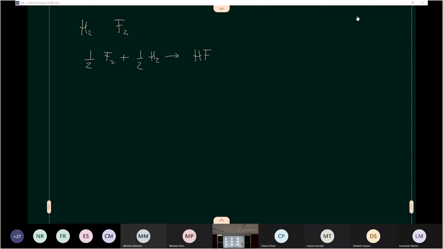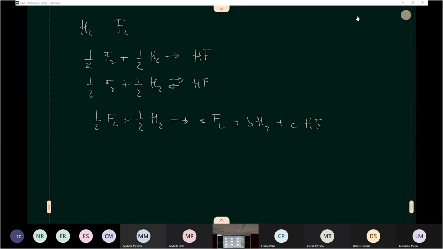This is a way we have used. Another way we have used is to write this with a double arrow to highlight the occurrence of forward and backward directions that gives an equilibrium condition. We have written this for the computation of equilibrium condition. We also say that 1 F2 plus 1/2 H2, which are the reactants, give us A F2 plus B H2 plus C HF. We also wrote it in this way to see this is the same as the equilibrium one, but we consider that these are the reactants, and among the products of reaction we have also some reactants, so we use it to evaluate the composition and the properties of the equilibrium result.